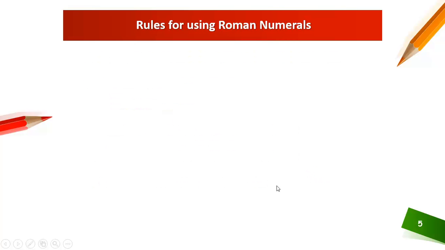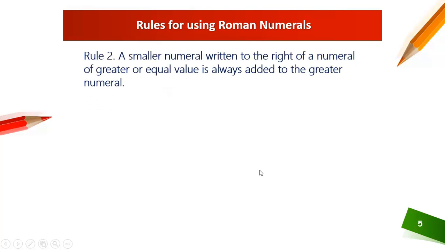Now, the next rule says a smaller numeral written to the right of a numeral of greater or equal value is always added to the greater numeral. For example, XV. Here, V is the smaller numeral towards the right of X, which is of greater value. So, here V is added to X. So this XV stands for X plus V, which means 10 plus 5, that is 15.